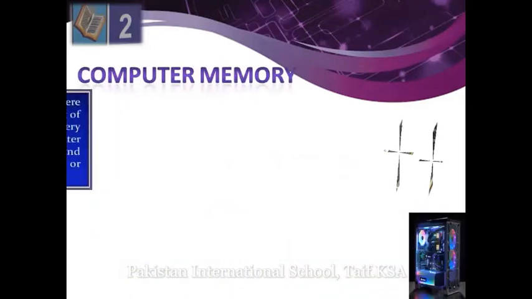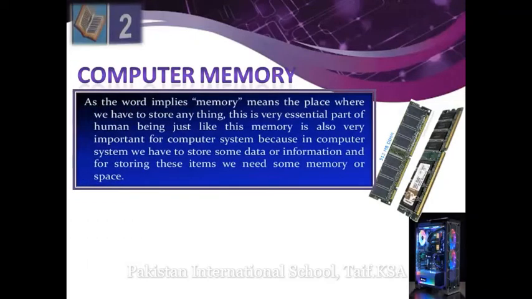So dear students, when we talk about memory, first of all, what is a memory? In general terms, memory is the faculty of the brain by which data or information is encoded, stored, and retrieved when needed. Basically, human beings have memory, a brain, where they can save data and instruction. Just like that, in a computer, we have a memory, which is used to store your data and instruction. As the word implies, memory means the place where we have to store anything.